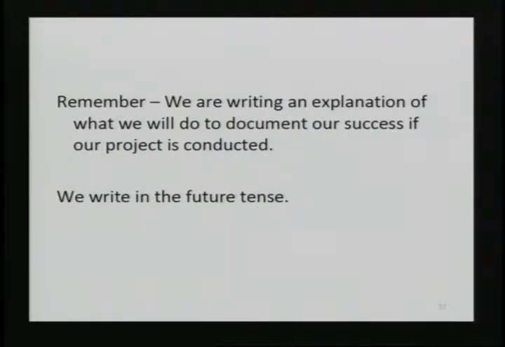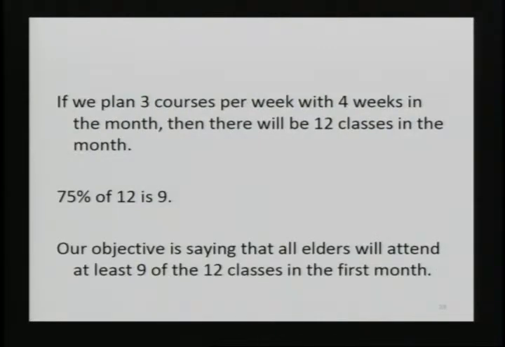Remember, we are writing an explanation in this report. We are writing an explanation of what we will do to document our success if our project is conducted. But the project hasn't been conducted yet, and so we should be writing in the future tense. If we plan 3 classes per week with 4 weeks in the month that's referred to in that objective, then there will be 12 classes in the month.